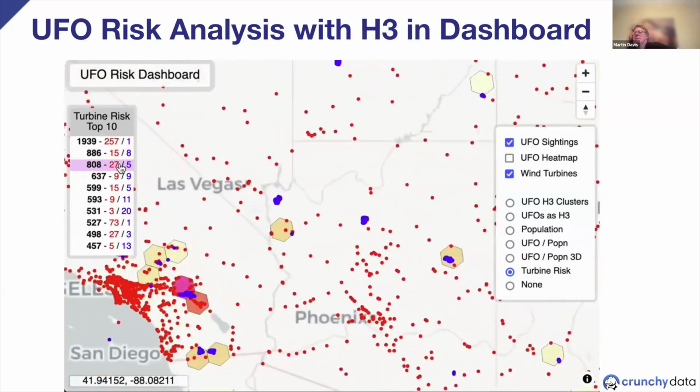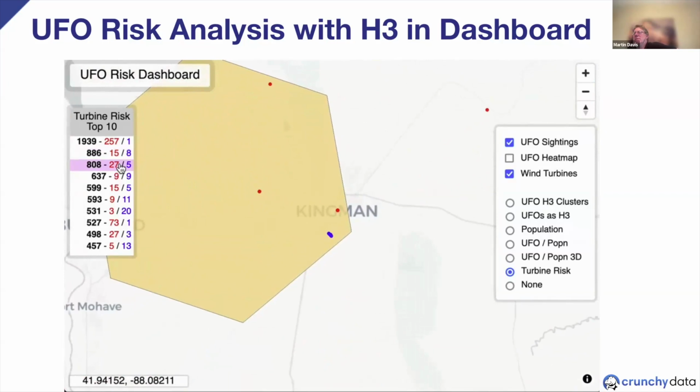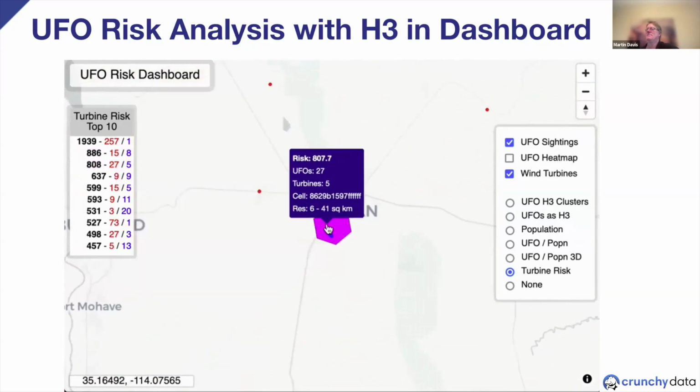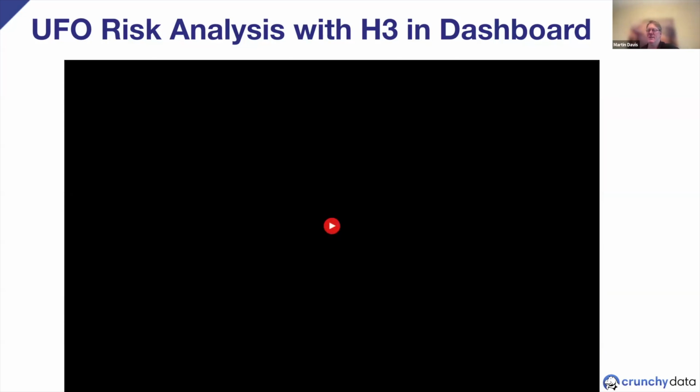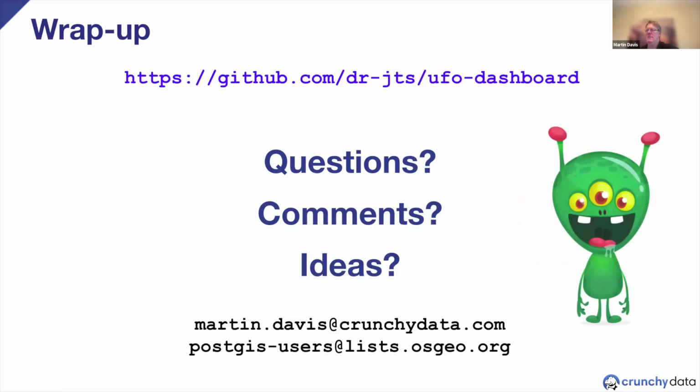We'll show one more here. Just outside Kingman, Route 66. And that's it. I'm a little ahead of time here.